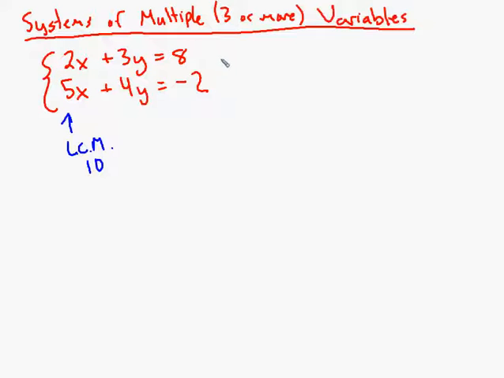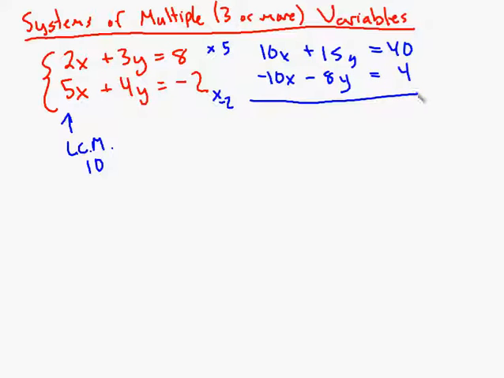So I'll just multiply the top equation by 5, because I'm getting my 10, so I get 10x plus 15y equals 40. And I'll multiply the bottom equation by negative 2. That way I get my negative 10, so negative 10x minus 8y equals 4. And then I combine those. I eliminate the x's, and I get 7y equals 44. And then I divide by 7.